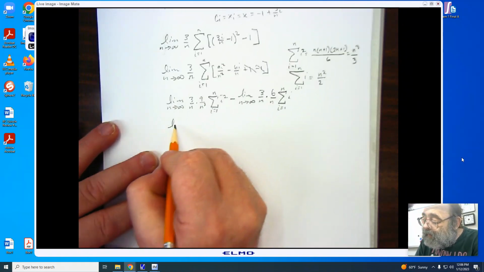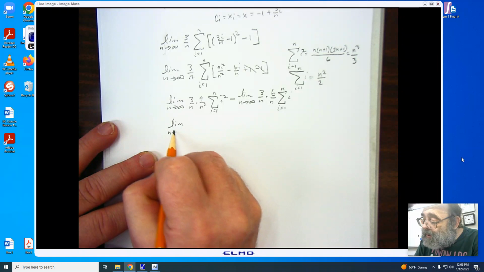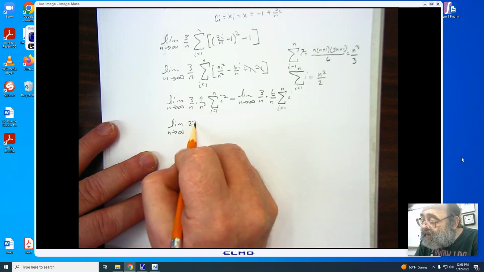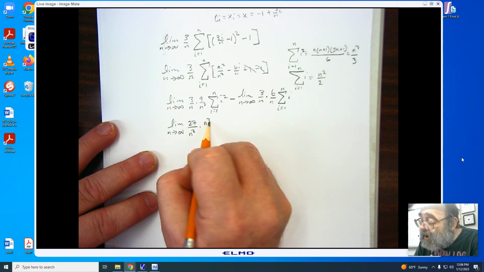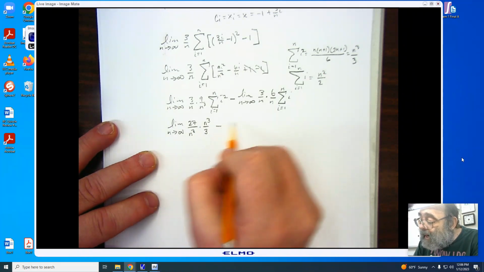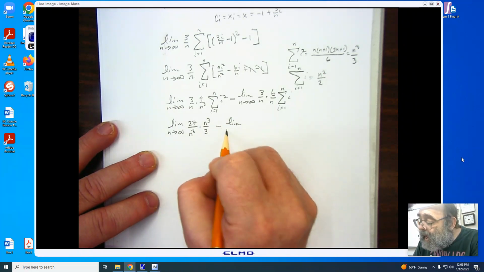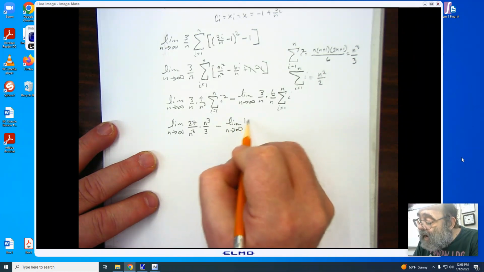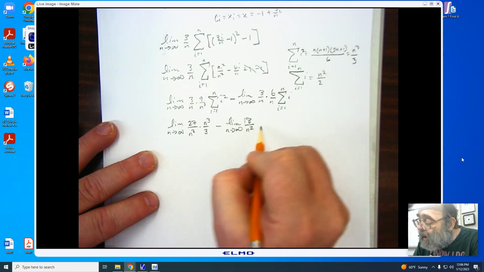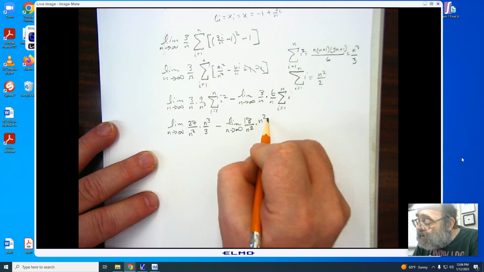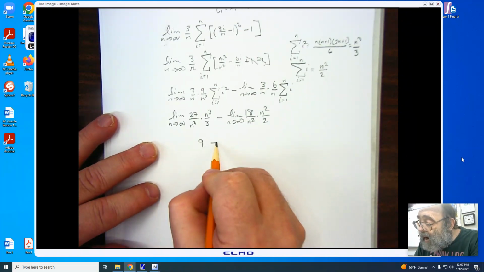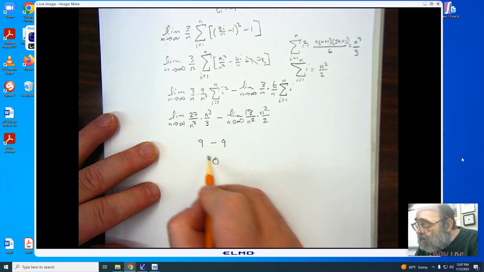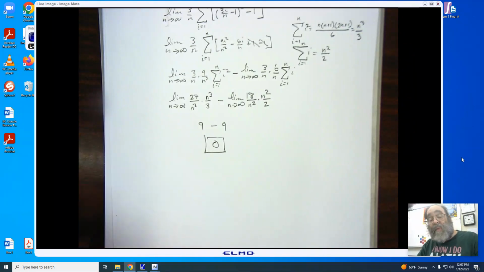Here we go. The limit as n approaches infinity for 27 over n cubed multiplied by n cubed over 3 minus the limit as n approaches infinity for 18 over n squared times n squared over 2. This gives me 9 minus 9. This area under the curve is 0.